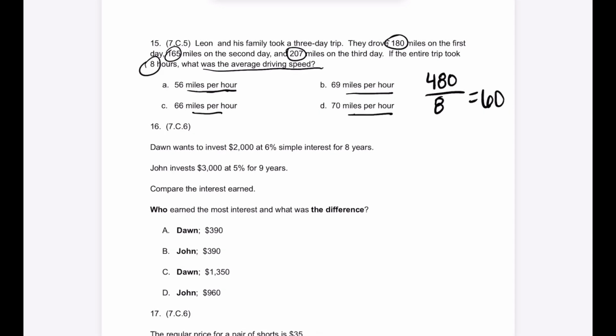Although the answer is not any of these options, it will be correct on the quarter benchmark, but your answer here is 60 miles per hour.